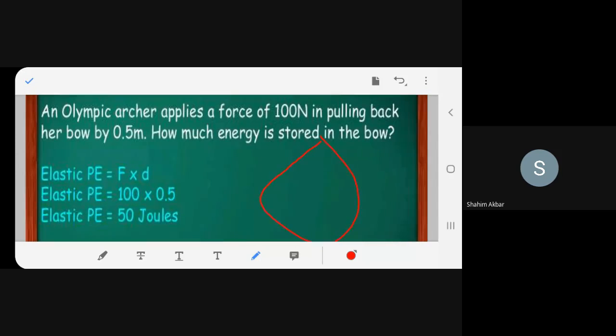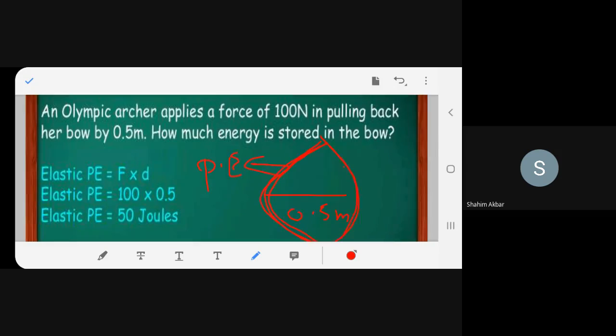Okay. So when she pulled the string back, by how many meters? 0.5 meter. So they are asking how much energy. When she's pulling the string, which energy are we talking about? We are talking about potential energy. So where is the potential energy? In this, not over here.